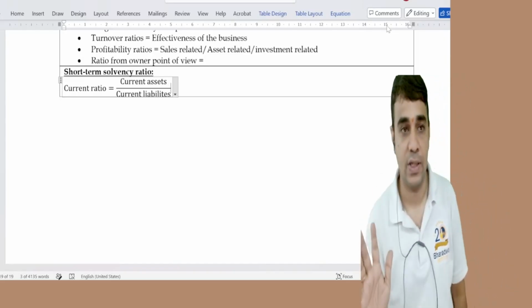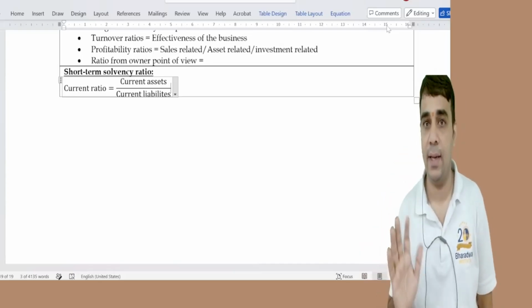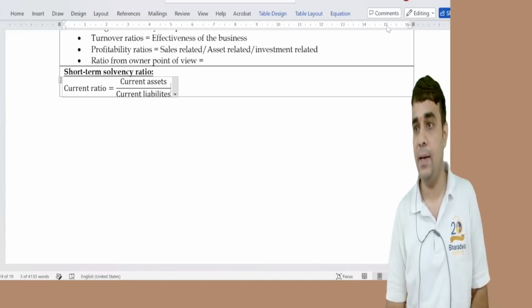So that's the first ratio. There's nothing like an ideal current ratio. Institute study material does talk about an ideal current ratio still. Current assets by current liability.